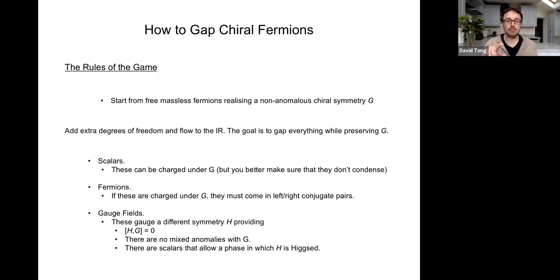So if I do that, there's some requirements on H. Firstly, H should commute with G, and there should be no mixed anomalies between H and G. That's just the statement that when I do gauge H, G remains a good symmetry. Secondly, remember, I've got some massless fermions and I want everything to be massive to begin with. The way you make gauge bosons massive is you Higgs them. So if I introduce some new gauge bosons charged under H, I should have some extra scalars, not charged under G, but charged under H, that just do the job of giving all those gauge bosons a mass. Okay. So this is the setup.